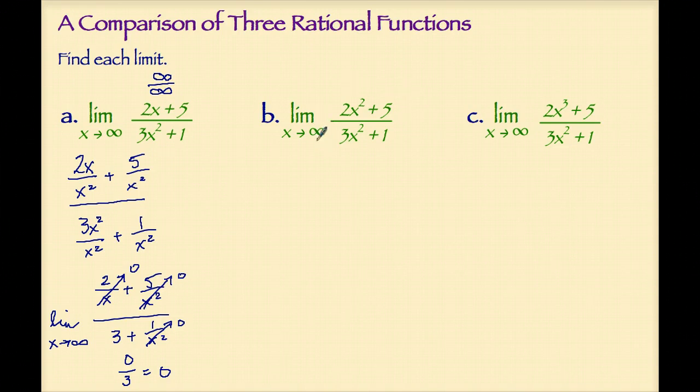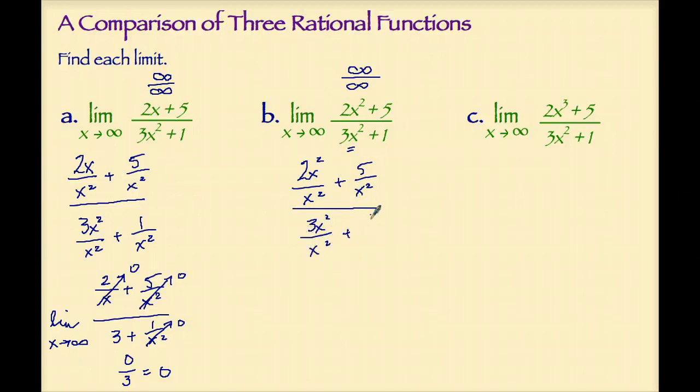Once again, attempting to directly substitute infinity in for the variables leads to an indeterminate form. Looking at the denominator, we see that the highest degree variable that we have there is an x squared. Therefore, we'll divide every term in our rational function by x squared. That's going to become 2x squared over x squared plus 5 over x squared, over 3x squared over x squared plus 1 over x squared. Simplifying gives me (2 plus 5 over x squared) over (3 plus 1 over x squared).